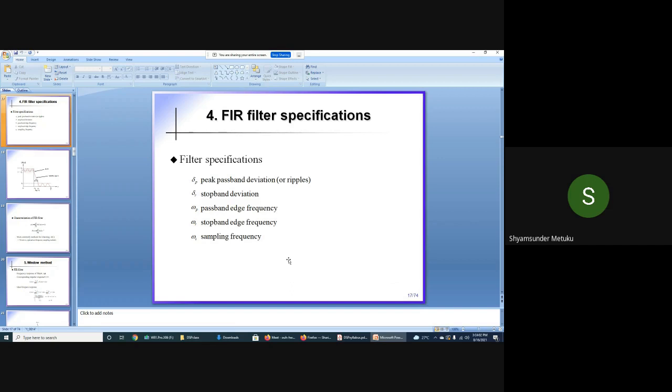There are 5 different parameters you must remember. First parameter is called the passband deviation, or ripple. The second is called stopband deviation. Third one is called passband edge frequency. Fourth one is called the stopband edge frequency, and fifth one is called sampling frequency. Is it clear? These 5 you must remember. Its symbolic representation is also equally important. These 5 parameters will always be represented by these symbols only.